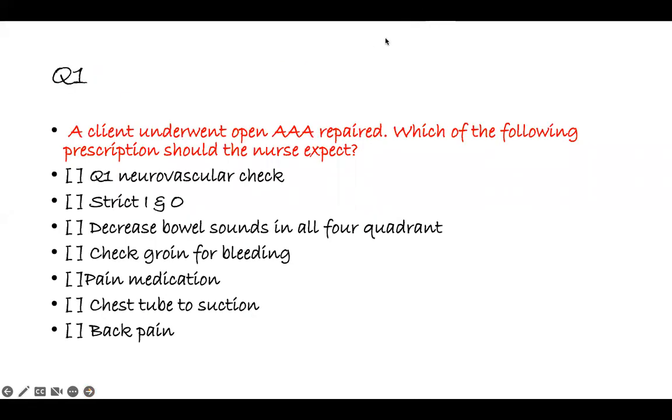So I have a patient for you. A client underwent open aortic aneurysm repair. AAA means abdominal aortic aneurysm. If it's thoracic, they will tell you. This is an abdominal aneurysm. Which of the following prescriptions should the nurse expect? So the patient had an open abdominal aortic aneurysm repair. Basically, what do you expect as a nurse if somebody underwent an open abdominal aortic aneurysm repair?